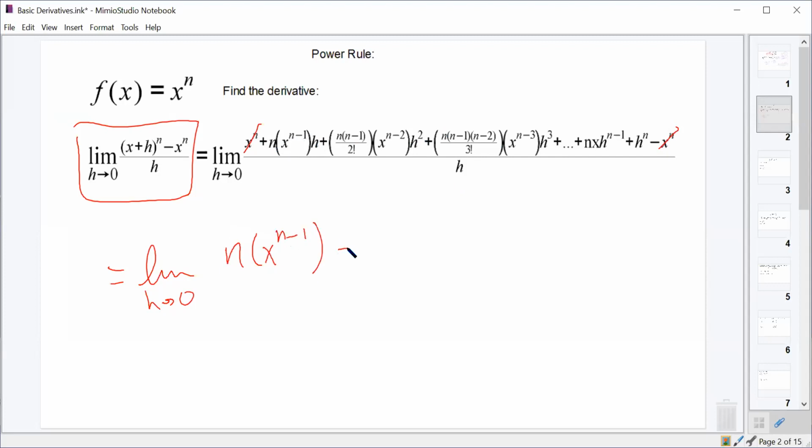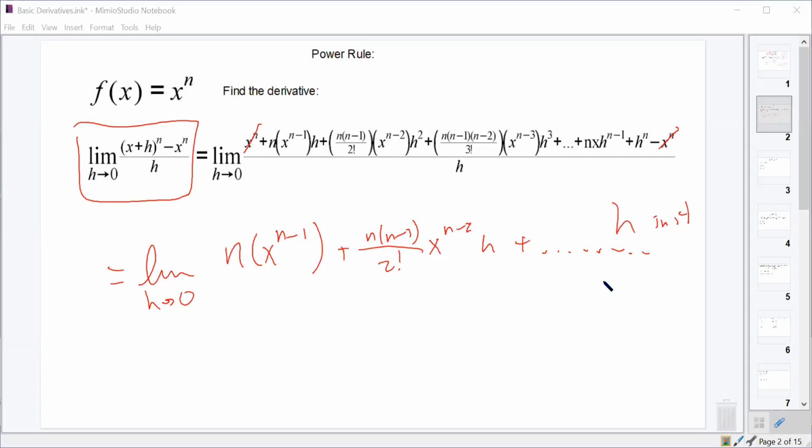And then the next one should become plus n times n minus 1 over 2 factorial times x to the n minus 2 times just h, right? Plus a bunch of other terms that all have h in them. I'm not going to write them all out.